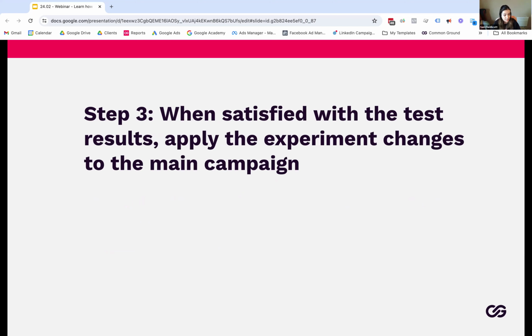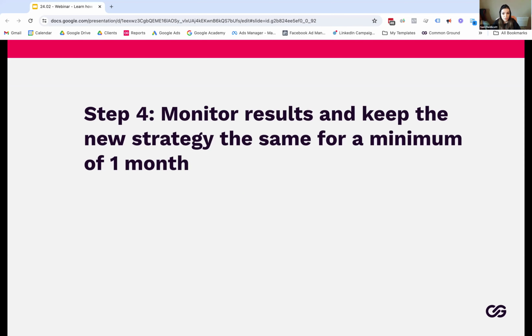When you're satisfied with the test results, you want to apply the experiment changes to the main campaign. You don't want to set up a brand new campaign with it. You want to apply it to your current campaign. And then you want to monitor the results and keep the new strategy the same for a minimum of the month before you start thinking, right, what's next? What else can I test? Because you need to allow it to bed in. There've been only a couple of occasions where we've had enough data, confidently switched over, and then once we've switched, the results have taken a step back. So you just want to make sure that you are monitoring, so if you do need to pivot and change, you are able to do that as quickly as possible.